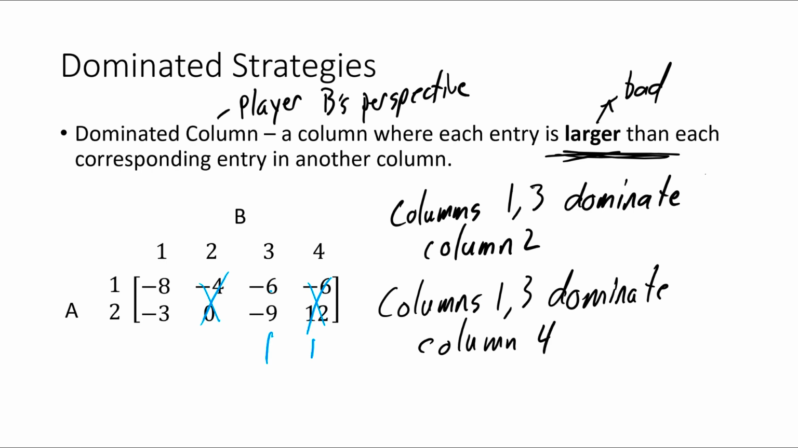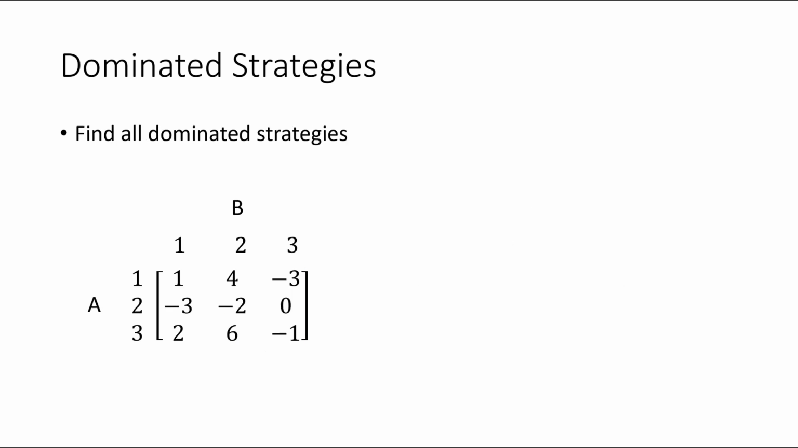So it is possible for multiple columns or multiple rows to each dominate a single column or row. All right, so that's dominated rows and dominated columns. Let's look at one more example where we'll look at both. In this case, we're going to try to find all dominated strategies, that is, dominated rows and dominated columns. It doesn't matter which we start out with. We can start off with rows or we can start off with columns. Doesn't really matter. So I'm going to start off with rows.